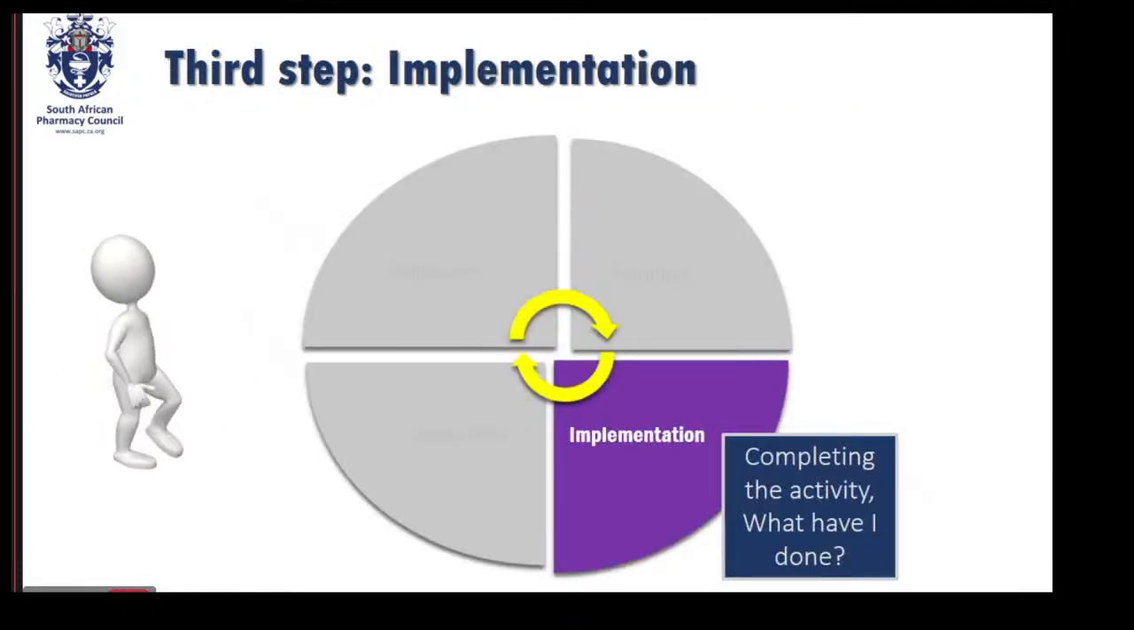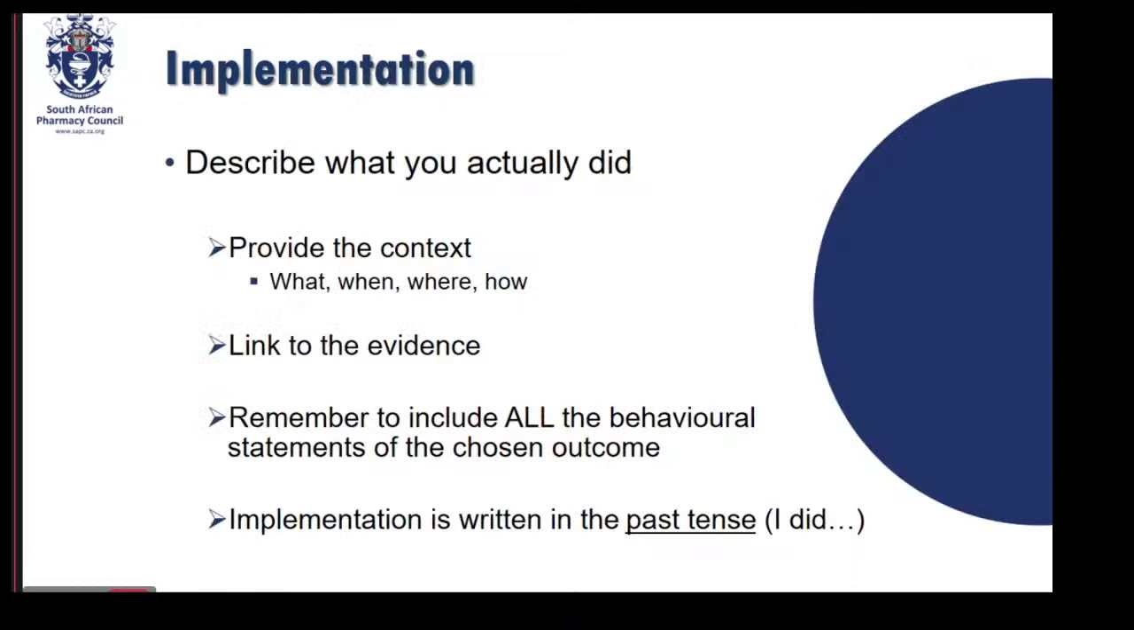So the third step in the cycle is our implementation, and this is then what have you done? So you had a learning need, you planned, and now you are showing us how you actually did this, how you achieved your learning need. So the implementation is what you actually did. Here you will provide us the context, the what, the where, the when, the how. It is very important that you link it to your evidence, and remember to include all the behavioral statements for the chosen outcome.